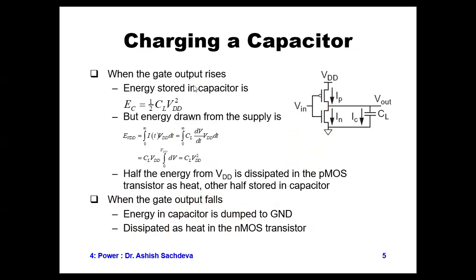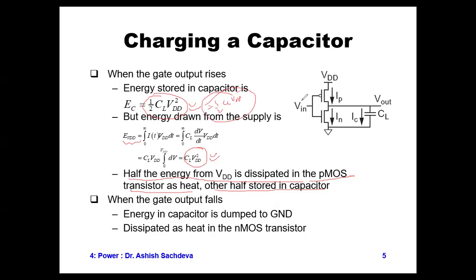Now, the charging of capacitor. You want a capacitor to charge along with your inverter. What happens is the energy stored is half of C L VDD square, as we have just seen, but you see that the total energy drawn from supply is C L VDD square. It was meant to be half of C L VDD square, but actually it is C L VDD square. So where does this half of the energy go? Half of the energy from VDD is dissipated in the PMOS transistor as heat, and the other half is stored in the capacitor, right?